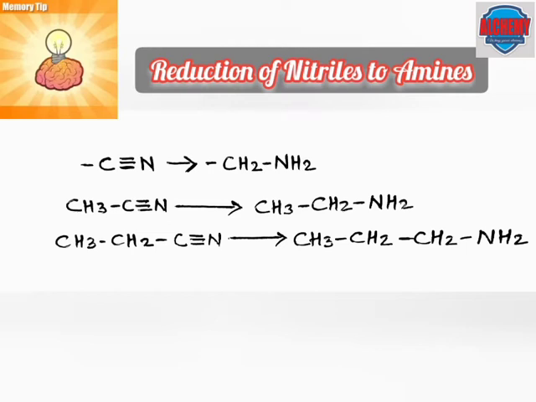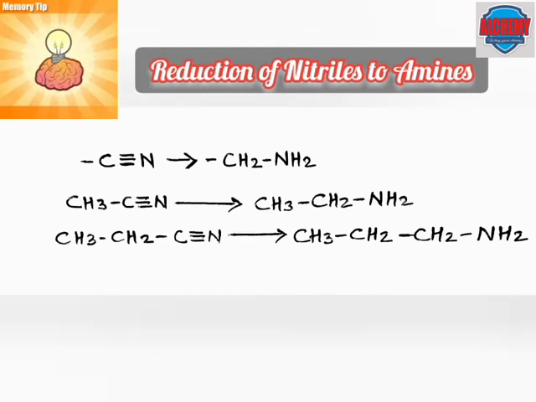The memory tip for reduction of nitriles to amines is given here. The cyanide part, that is C triple bond N, is converted to CH2NH2. That is, reduction takes place. Two hydrogens each are added to both carbon and nitrogen. Thus, C triple bond N is converted to CH2NH2. For example, CH3C triple bond N will be converted to CH3CH2NH2 in the presence of lithium aluminium hydride.